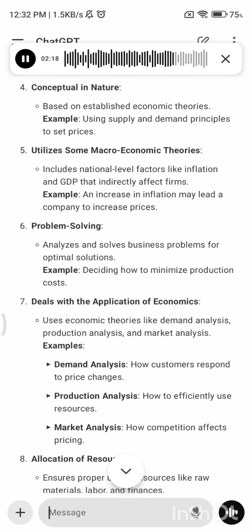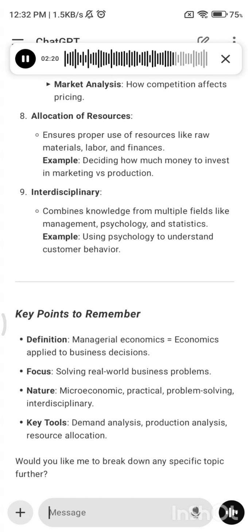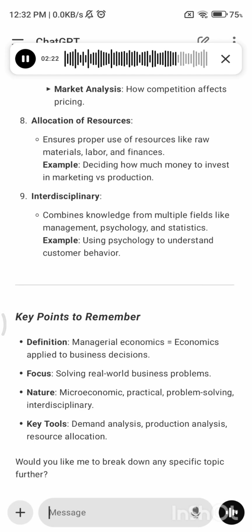8. Allocation of resources, ensures proper use of resources like raw materials, labor, and finances. Example, deciding how much money to invest in marketing versus production. 9. Interdisciplinary, combines knowledge from multiple fields like management, psychology, and statistics. Example, using psychology to understand customer behavior.